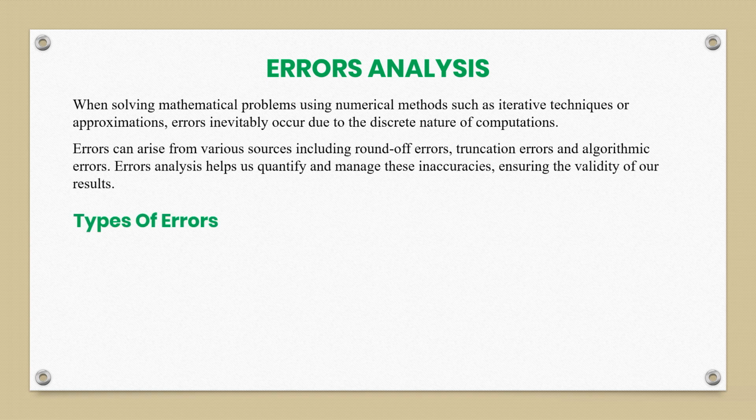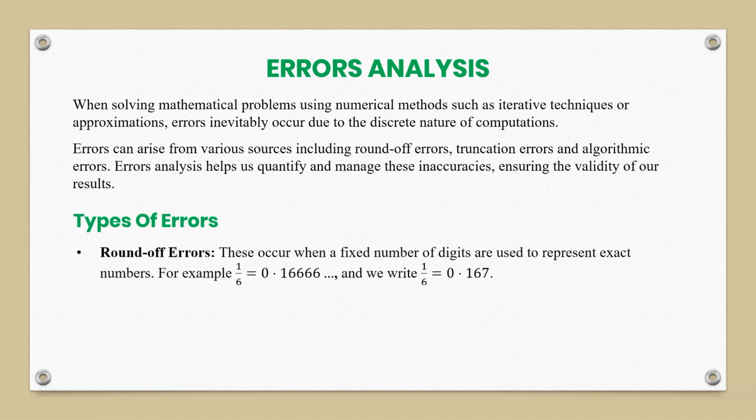So there are different types of errors. There are those that we call round-off errors. These occur when a fixed number of digits are used to represent exact numbers. For example, we know that 1/6 is actually 0.166666 infinitely. You can try that in your calculator and you will see that that's what you get when you press in 1/6.